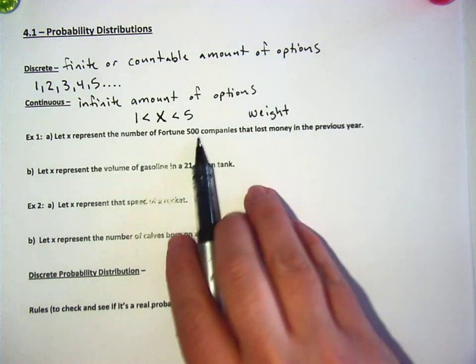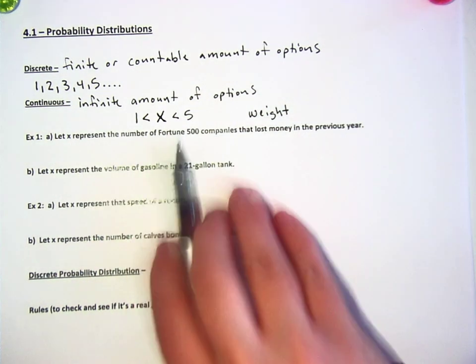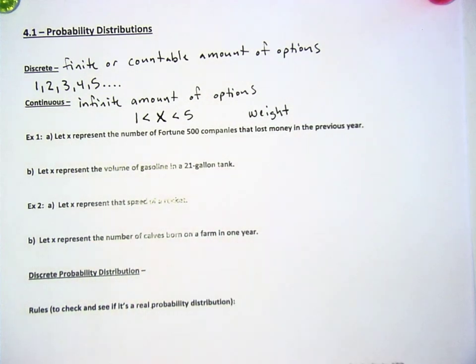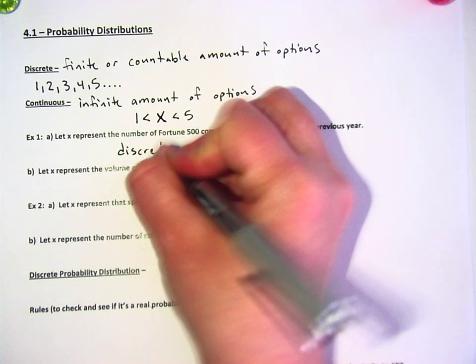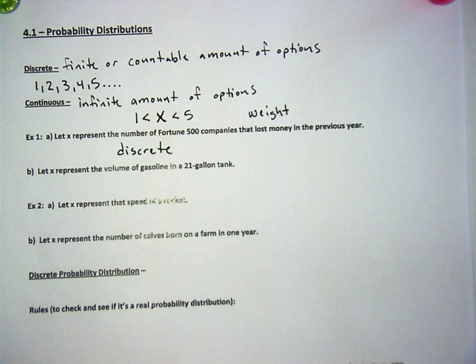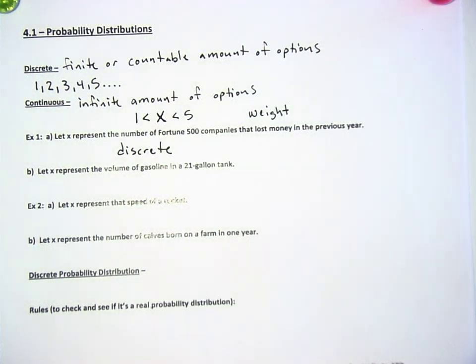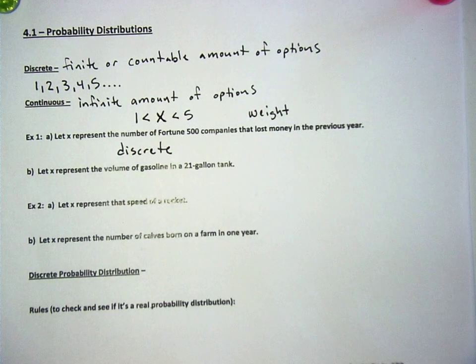All right, so let's look at example 1. X is the number of Fortune 500 companies that lost money the previous year. What do you think, discrete or continuous? Discrete. It really helps in this case to think of an example and be more specific. 10 companies lost money last year. 11 companies lost money last year. Could it have been 10.8? No. It's discrete. Everybody understand?